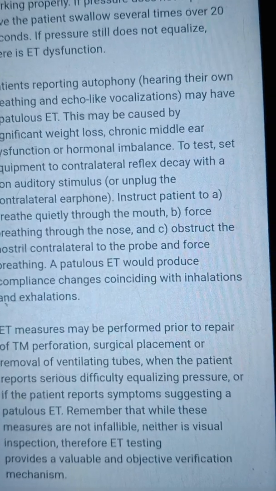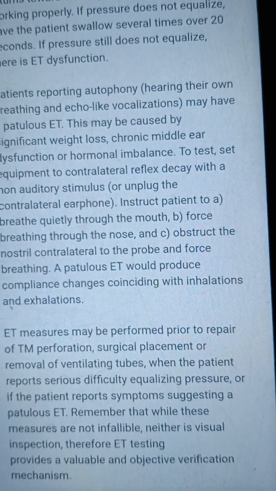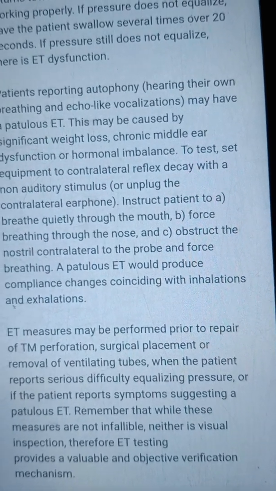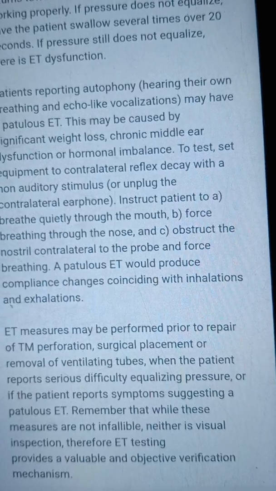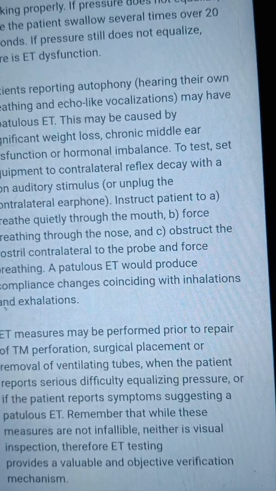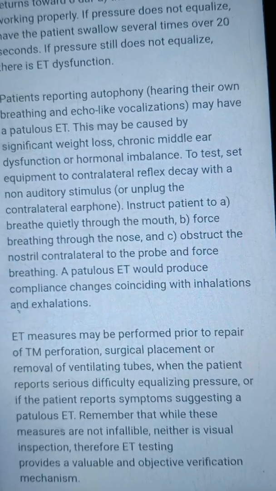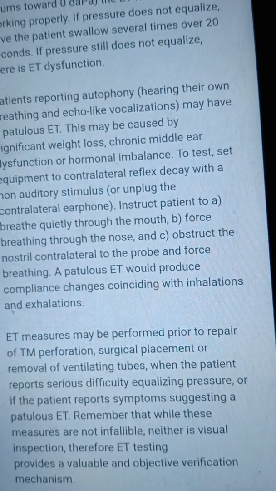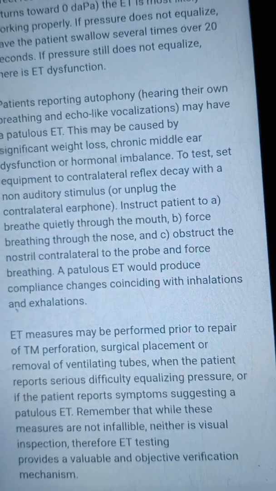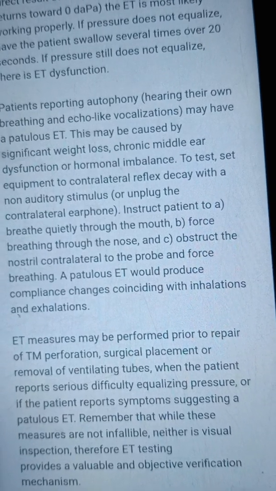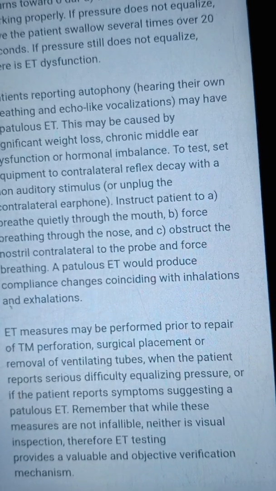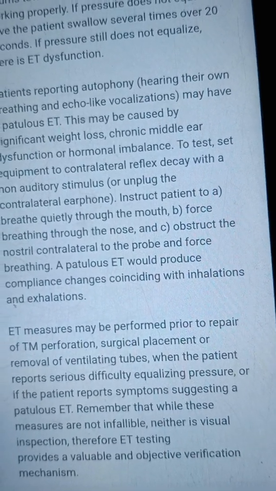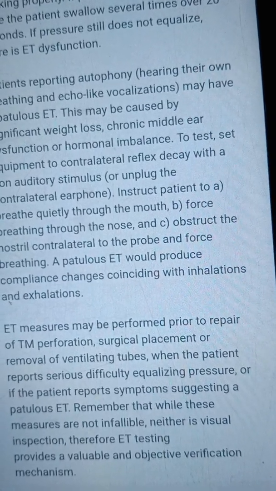Patients reporting autophony, hearing their own breathing, and echo-like vocalizations may have a patulous eustachian tube. Now, this may be caused by significant weight loss, chronic middle ear dysfunction, or hormonal imbalance. Now, to test, set equipment to contralateral reflex decay with a non-auditory stimulus. Instruct patient to A, breathe quietly through the mouth, B, force breathing through the nose, and C, obstruct the nostril contralateral to the probe and force breathing. A patulous eustachian tube would produce compliance changes coinciding with inhalations and exhalations.